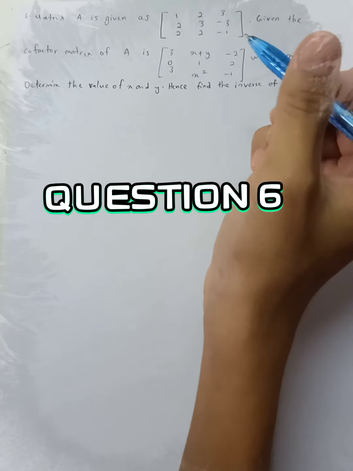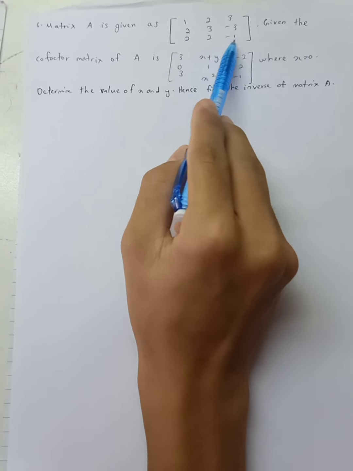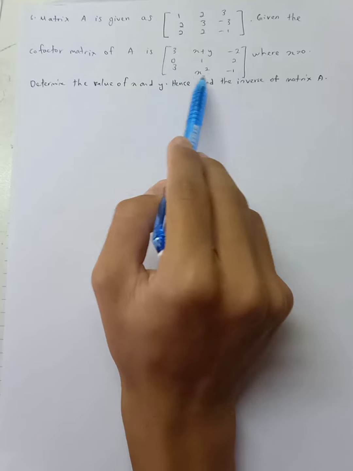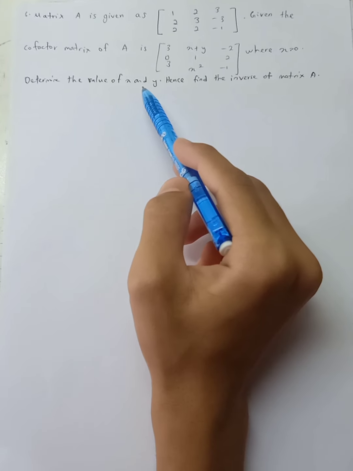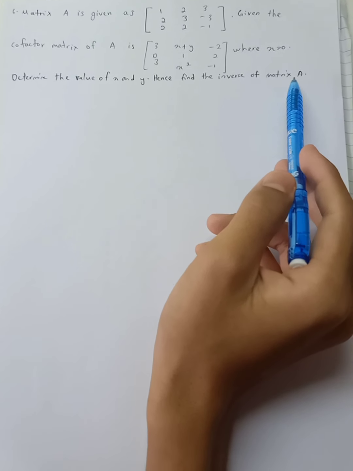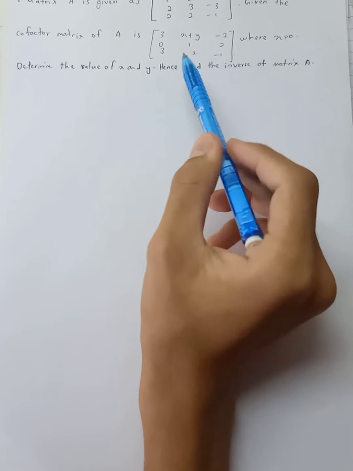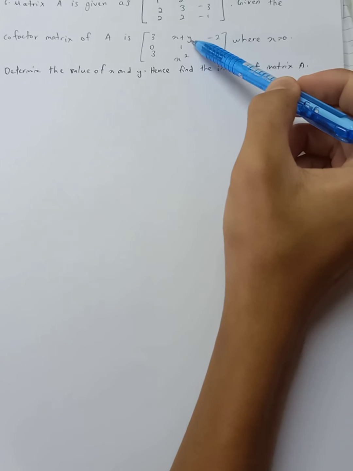Alright, question 6a. Matrix A is given as the matrix here. The cofactor matrix of A is given here, where x is more than 0. Determine the value of x and y, hence find the inverse of matrix A. So first we need to find the value of x and y in the cofactor. We need to see where the x and y are located.